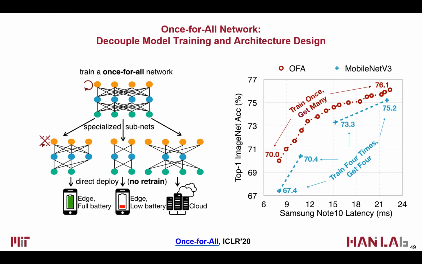So this approach eliminates the repeated architectural search and the model training cost, reducing the complexity from O(N) to O(1), so that we can train one and get many models. We cover four different dimensions of neural architectures, including the input resolution, the kernel size, the channels, and the depth. There are more than 10 to the 19th possible subnetworks in the design space.